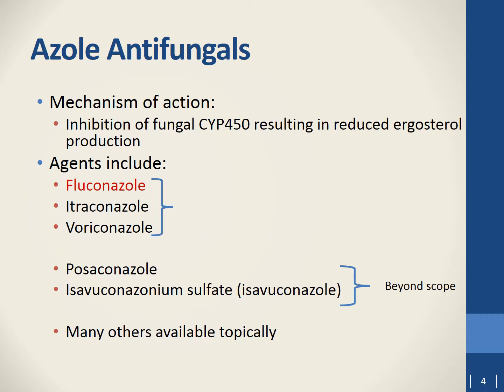Two agents listed for you that we won't cover, but just so that you're familiar with them being out there, are posaconazole, which is often used for prophylaxis in bone marrow transplant patients, and isavuconazole, which really has sort of a niche for aspergillus or mold infections. It's the newest agent on the market right now. And there are many others like miconazole, terconazole, etc., that are available in topical formulations, some of those being over the counter for the treatment of vaginal yeast infections. So those I'll leave for your self-study.